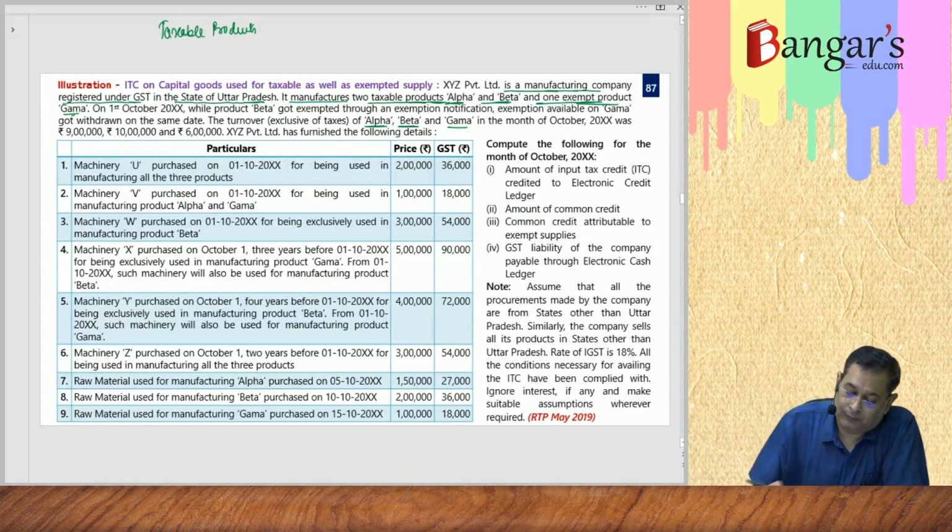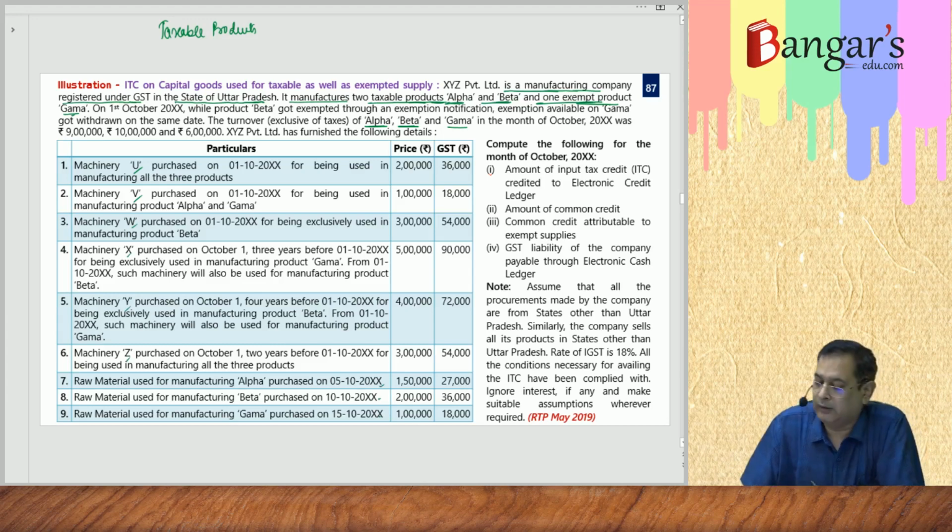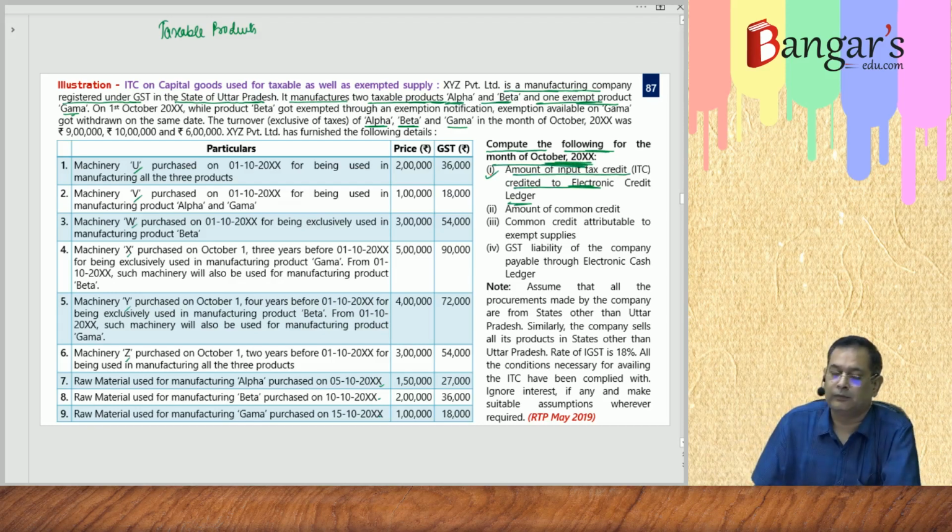Now they are giving the details of machinery U, V, W, X, Y, Z and raw materials. And they are asking you to compute the following for the month of October. The amount of input tax credit to be credited to the electronic credit ledger. For the month of October they are asking, what is the amount of common credit? Whatever common credit is attributable to exempt supply and GST which is to be payable through electronic cash ledger.